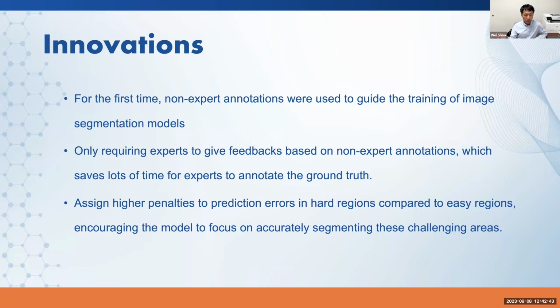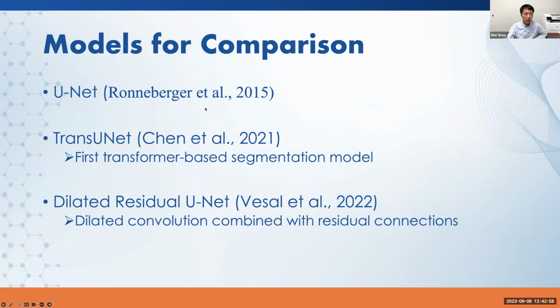And finally, we assign higher penalties to prediction errors in those hard to segment regions compared to those easy to segment regions, defined by the difference between our expert and non-expert annotations, encouraging our model to focus on those change regions during the training. So we compare our method to several existing methods, UNet, which is a classic segmentation model.